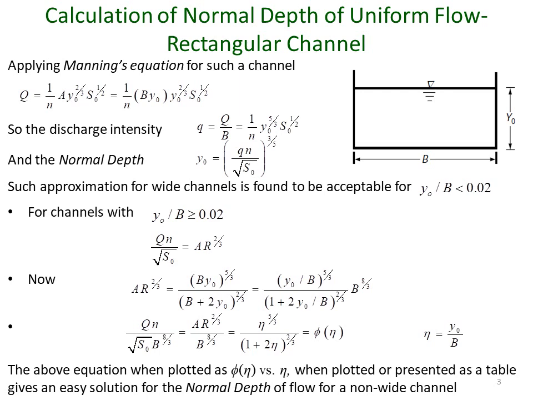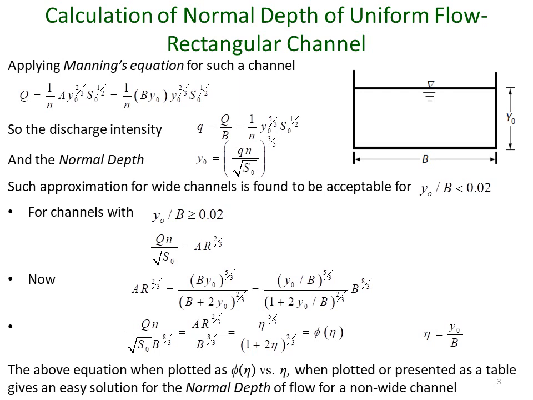And the term A R to the power 2/3, which is a representation of the discharge capacity of the channel, or let's say the conveyance of the channel, substituting the values of the cross section and the hydraulic radius, can be written as b y naught to the power 5 by 3 divided by under bracket b plus 2 y naught to the power 2 by 3, which again can be manipulated to y naught by b to the power 5 by 3 into b to the power 8 by 3, whole divided by under bracket 1 plus 2 y naught by b to the power 2 by 3.